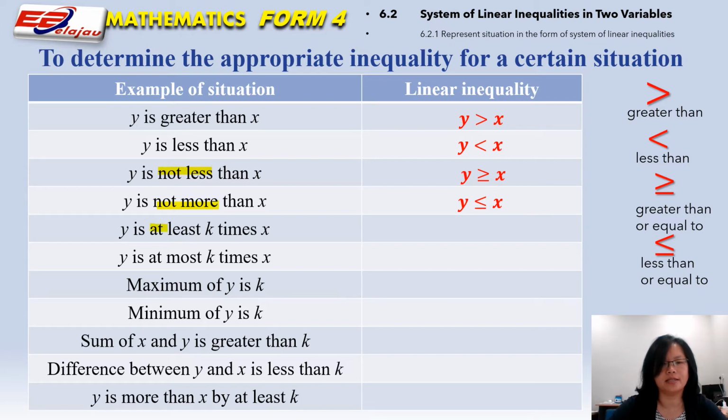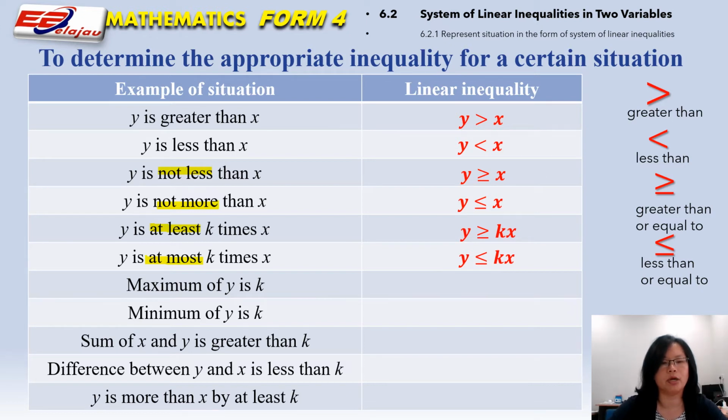Y is at least k times x. K times x can be represented by a formula kx. Then y is greater than or equal to kx. The next sixth example, y is at most k times x. So we can write it as y is less than or equal to kx.